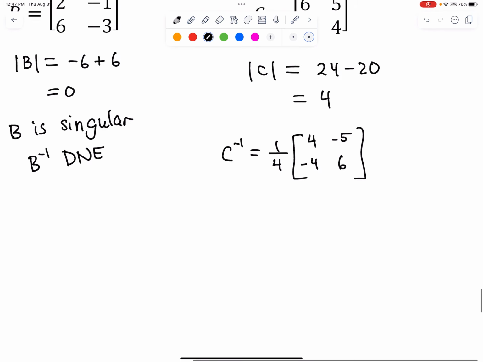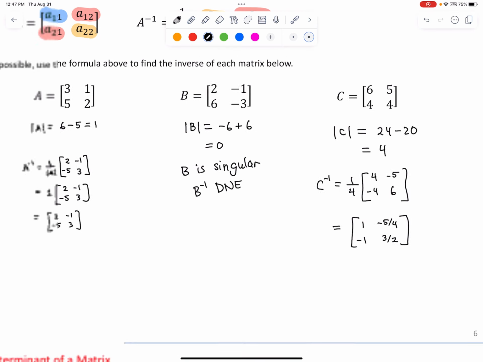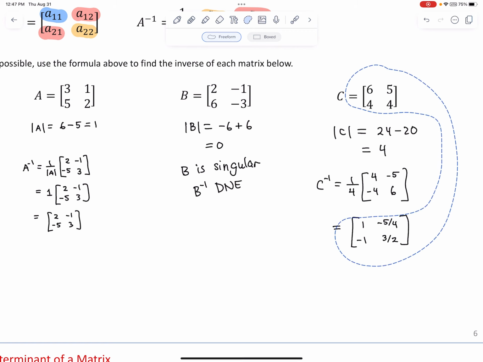And then to finish this out, we could stop here technically, but let's go ahead and distribute the 1/4 across the matrix. We're going to get 1/4 times 4 is 1, 1/4 times -5 is -5/4, 1/4 times -4 is -1, and then 1/4 times 6 is going to be 3/2. And this is our inverse matrix, and I will leave it to you to verify that when you multiply these two matrices, C and C inverse, that you do get the identity.